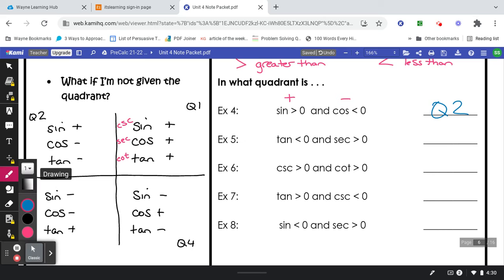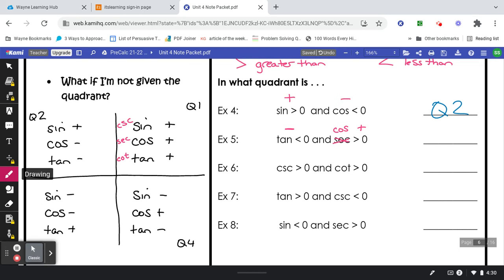All right, let's look at the next one. Tangent is less than 0. Less than 0 is negative. And secant, which you really want to think of as cosine, right? Secant and cosine are always paired up, and our chart only has sine, cosine, tangent. So cosine greater than 0, cosine positive.